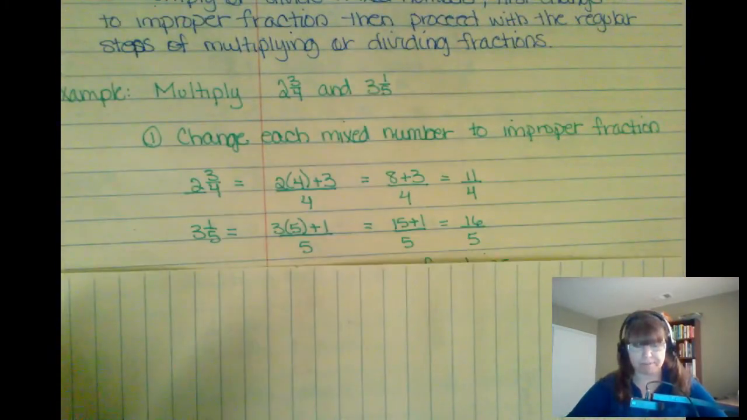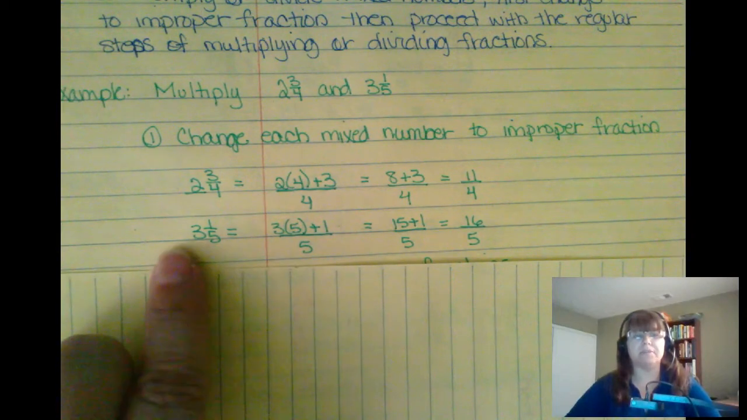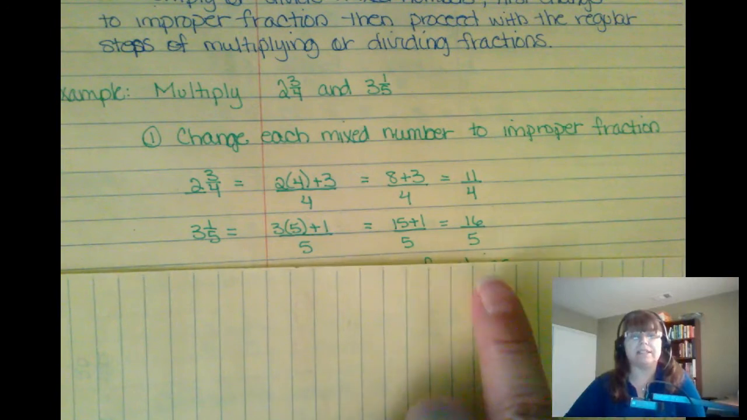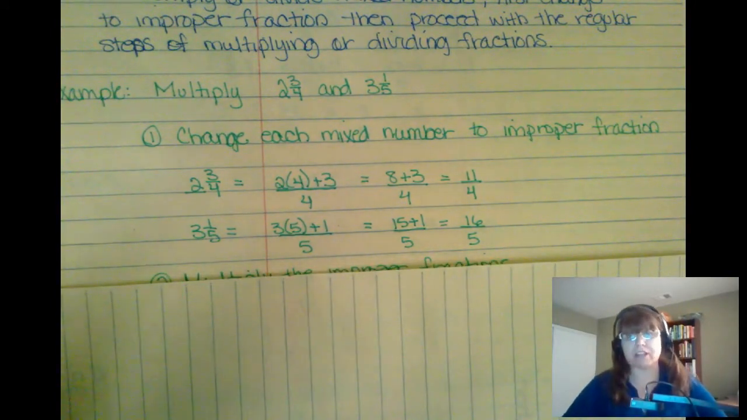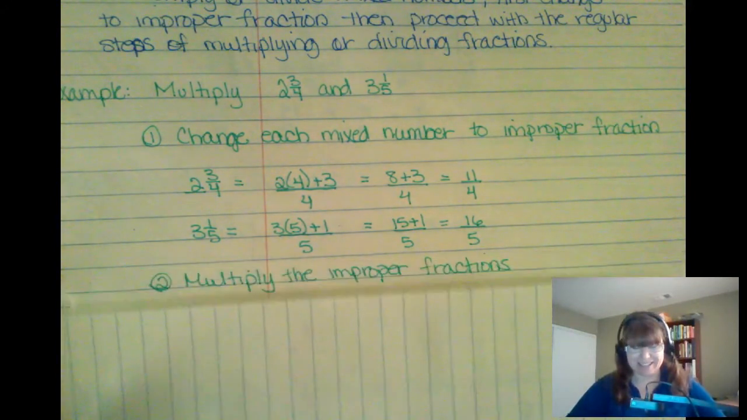Let's try it one more time. 3 1/5, that's 5 times 3 plus 1 will give us 16 over 5. Now that I have my improper fractions, all I need to do is multiply all the numerators, multiply all the denominators, and I am done. Well, somewhat. But done with multiplying the fractions at least.